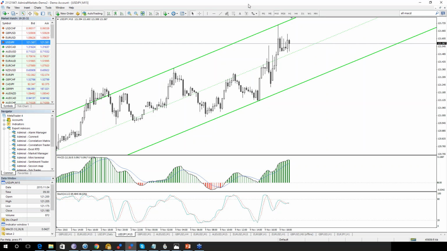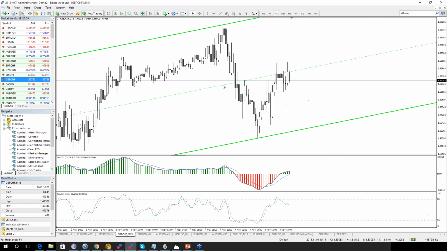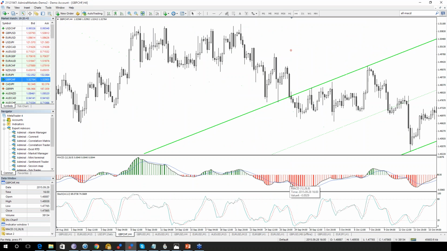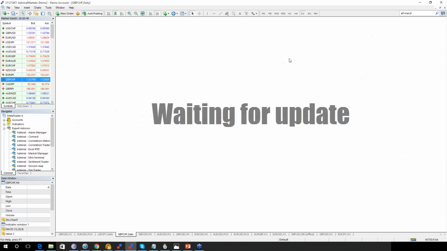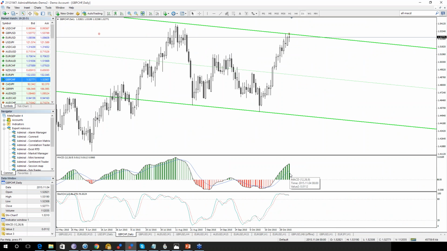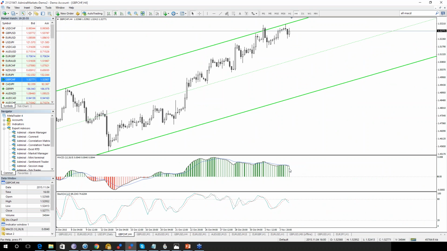Okay, let's try to find another pair. It doesn't matter, guys. GBP Swissy, for example. 4 hour. Oh, strong downtrend. Okay, you see, it's steering now. Daily. Daily is thick. 4 hour thin. So you want to take a trade on 1 hour time frame.